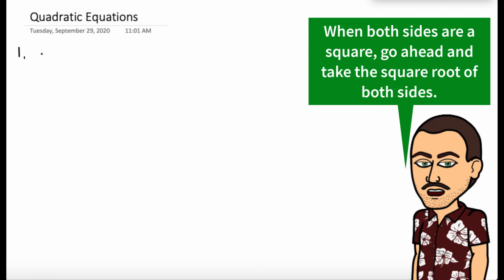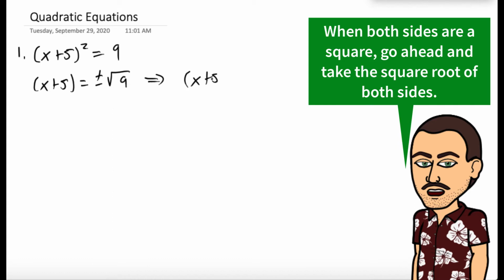We typically don't go around solving equations 3 times, but this will make for some good practice. So here we have (x + 5)² = 9. What we could do is take the square root of both sides. So x + 5 is equal to plus or minus the square root of 9. So x + 5 is either equal to 3 or negative 3.